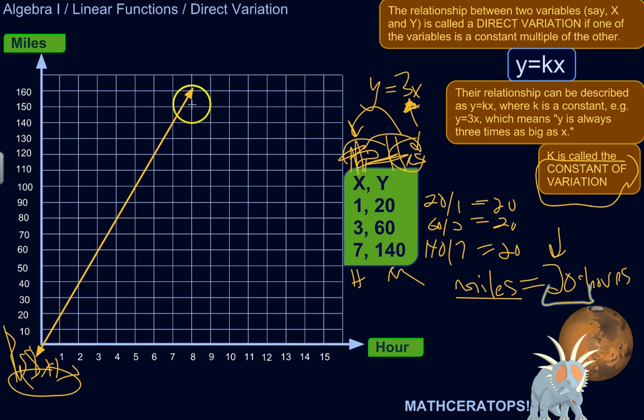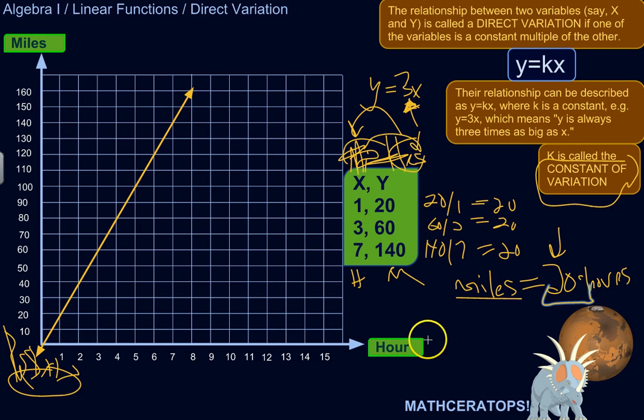And this is the graph of this situation, right? What's the slope of this graph? 20. 20 miles per hour, right? So that's the rate of change of this graph. So here's an example of a direct variation, miles varying directly as hours, and the constant of variation corresponds to the slope of that graph. And by the way, graphs of direct variations will always go through the origin.